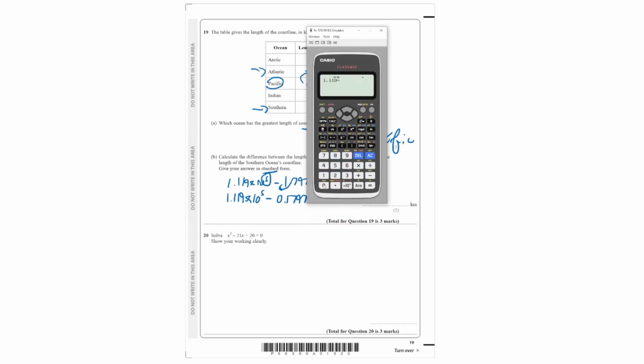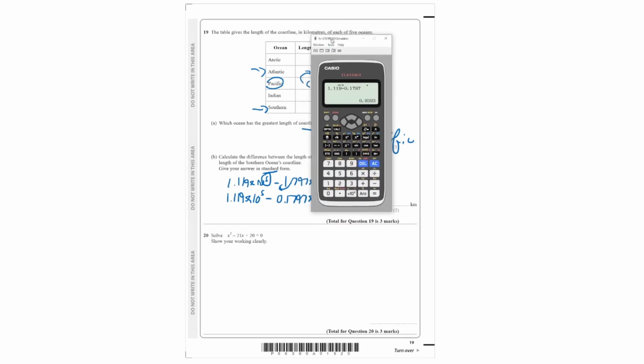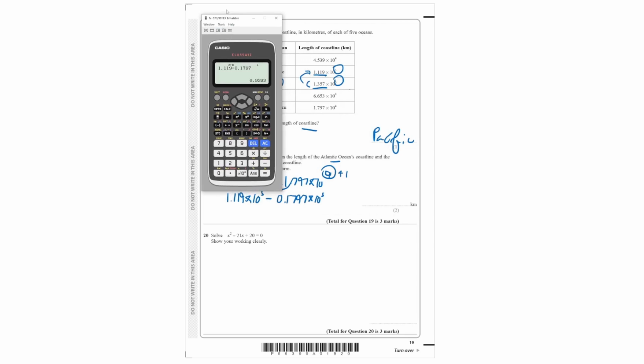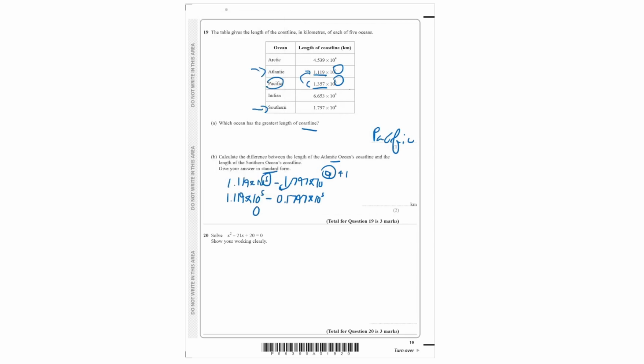1.119 minus 0.1797. That gives us 0.9393. So we can write here 0.9393 times 10 to the power of 5. However, we have to put it in standard form.